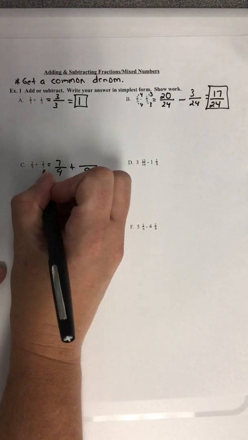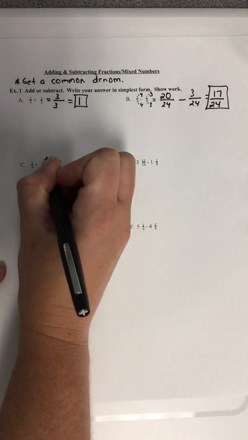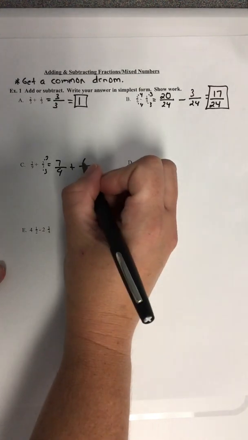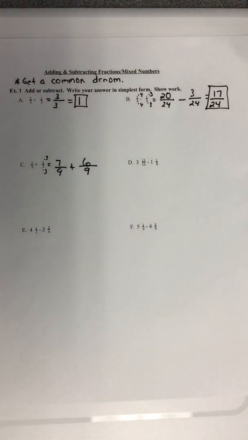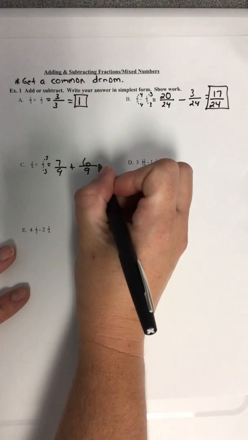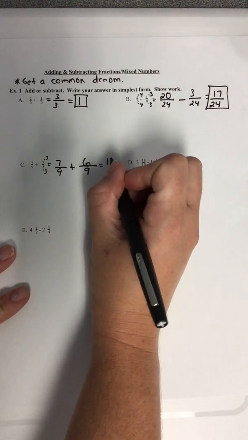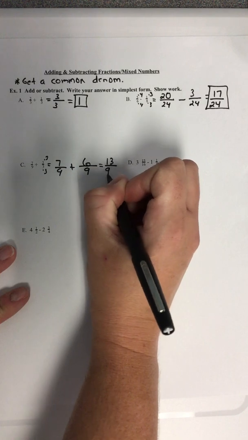Well, what do I have to take 3 times to get 9? 3. So then I got to take 2 times 3. So that's now 6/9 as opposed to 2/3. But then now I can add my numerators, and the 9 goes along for the ride. So 7 plus 6, that's going to give me a 13. 9 goes along for the ride.